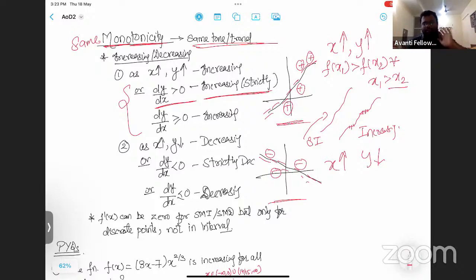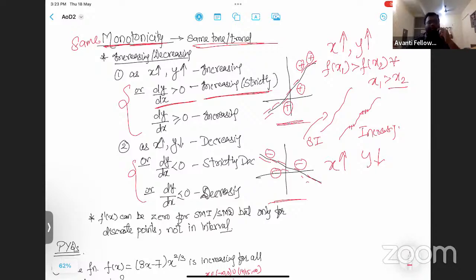The same concept applies here: strictly decreasing and decreasing. If two values at two different points are the same, then we say decreasing, and if not, then strictly decreasing. Again, what we need to remember is just to find the derivative of the function. If dy/dx is less than 0, it's strictly decreasing. End of the story. So for solving monotonicity questions, if f'(x) is greater than 0, it's an increasing function. If f'(x) is less than 0, it's a decreasing function.